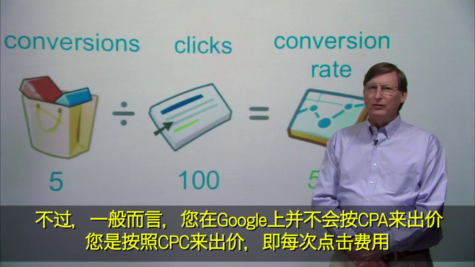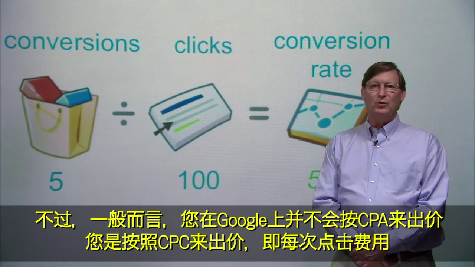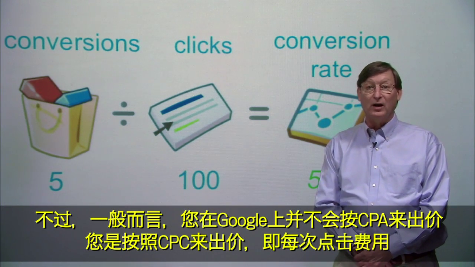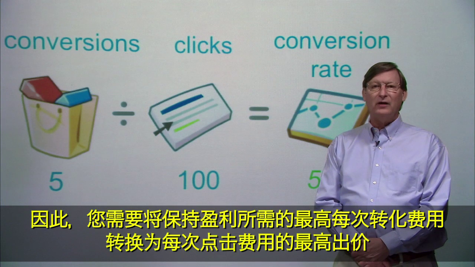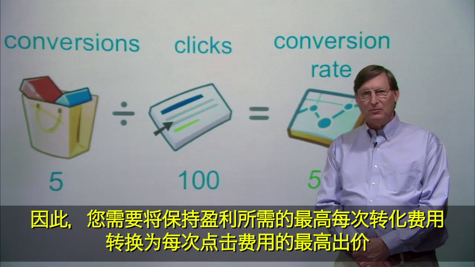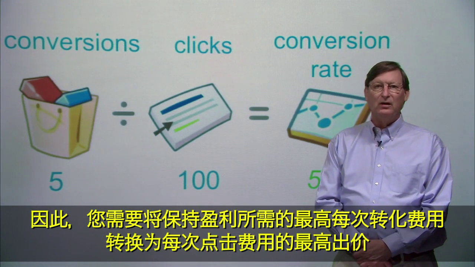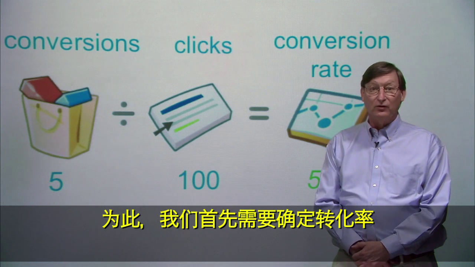In general, however, you don't bid by CPA on Google. You bid by CPC, or cost per click. So you need to convert your maximum profitable CPA into a maximum CPC bid. The first step is to determine your conversion rate.